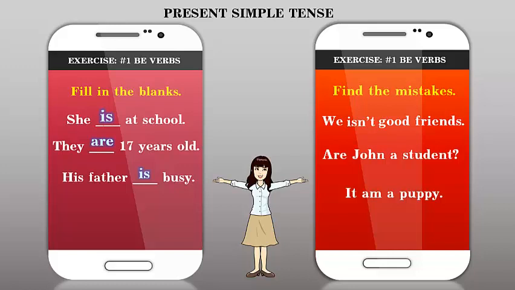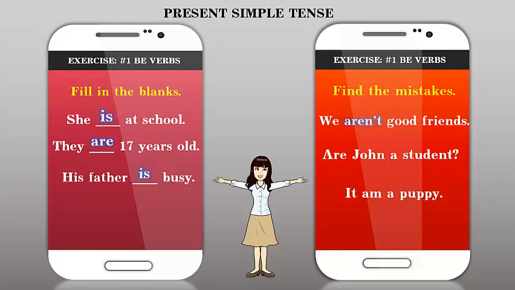Now I want you to try to find the mistakes in the sentence. We isn't good friends. Did you find the mistake? The subject is we and the be verb is are. Therefore, the correct answer is we are not, or the contraction we aren't good friends.